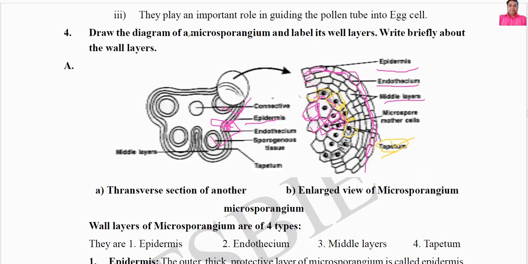So this is about the microsporangium. This answer I will keep in the video description, and you can read it easily on your mobile.